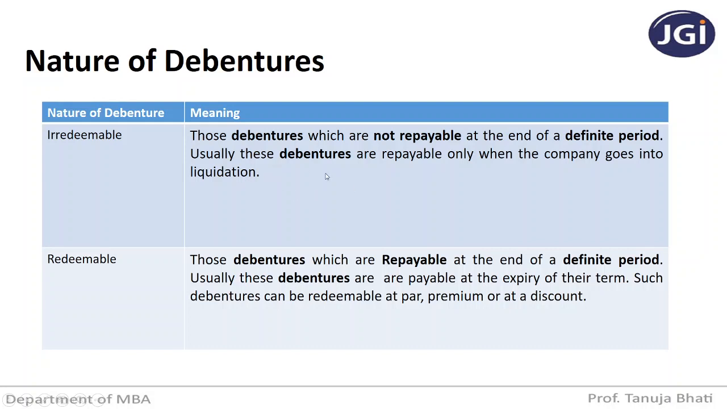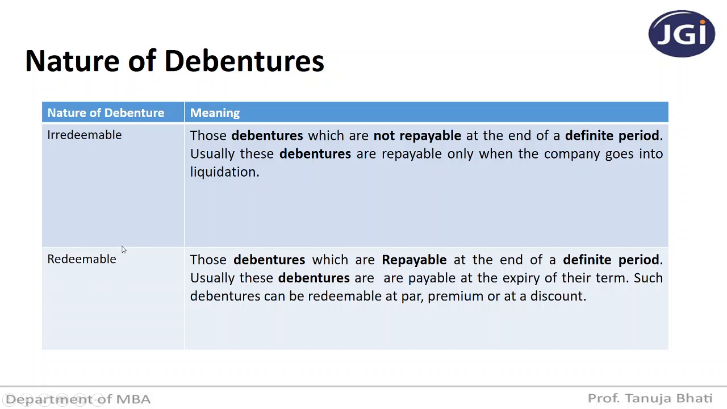Usually these debentures are repayable only when the company goes into liquidation. So when I say irredeemable, it means they are not repayable. Whatever amount is collected by the company against the issue of a particular debenture, the amount is not repayable by the company at the end of any definite period, and it is paid only when the company goes into liquidation.